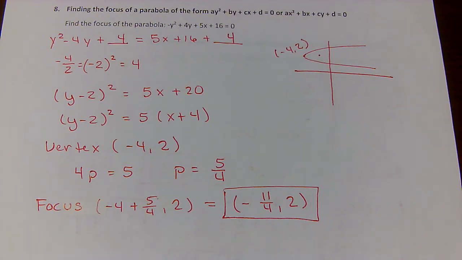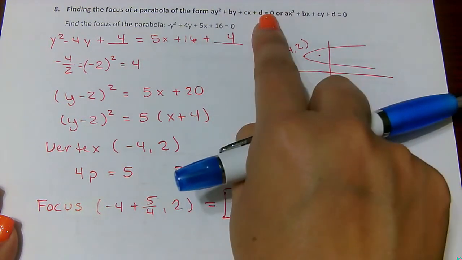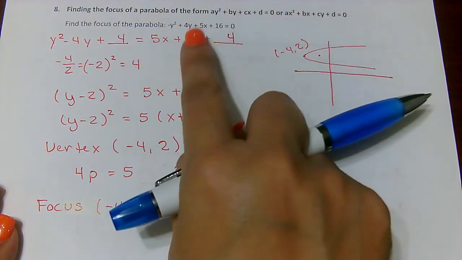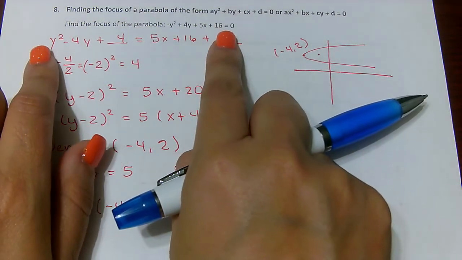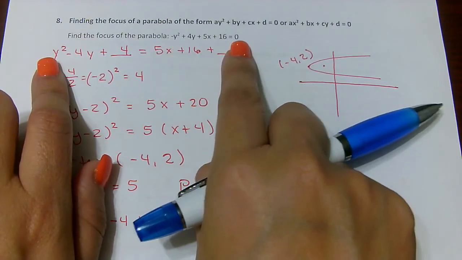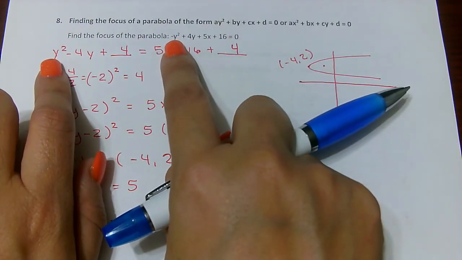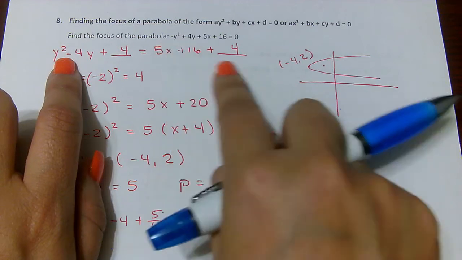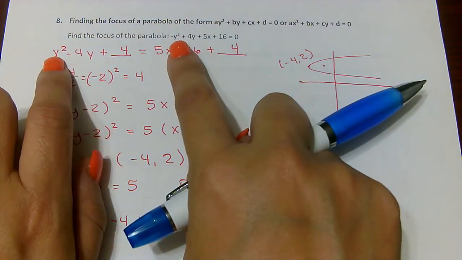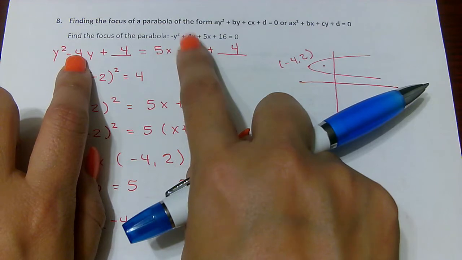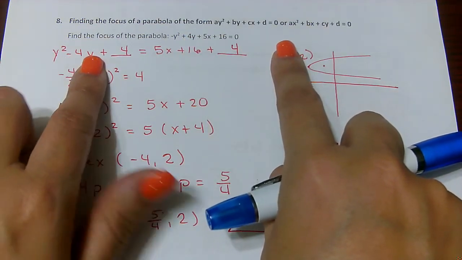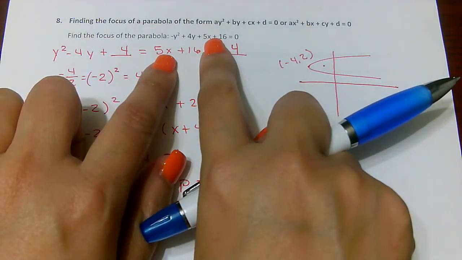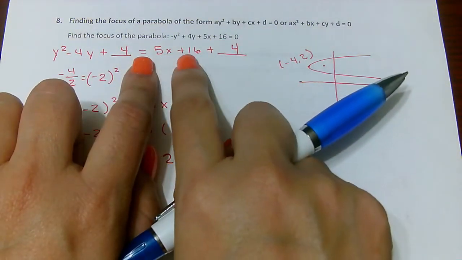Number 8. Number 8 says to find the focus of the parabola in the form stated like this or like this. As you notice, this is not a standard form for a parabola. What we want to do is go ahead and complete our squares. I went ahead and made our y squared positive by switching it over to the other side. So our y squared minus 4y, again I took the 4y over to the other side, which made it -4y, plus some number, and I left the 5x plus 16 on this side.